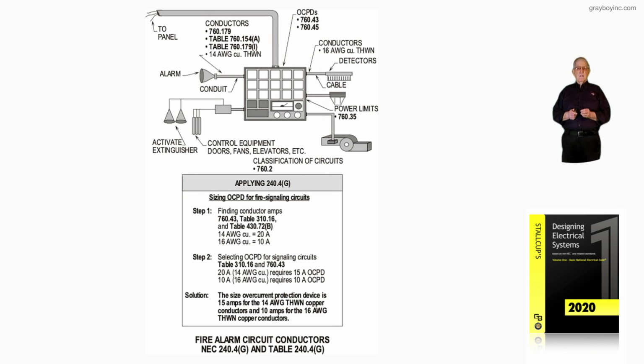So this figure 9-13 is illustrating the fire alarm circuit conductors and how they should be protected in accordance with 760.43, Table 310.16, as well as NEC 240.4(G) and Table 240.4(G).